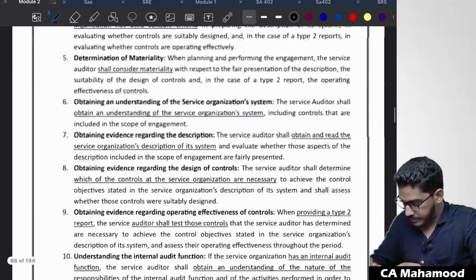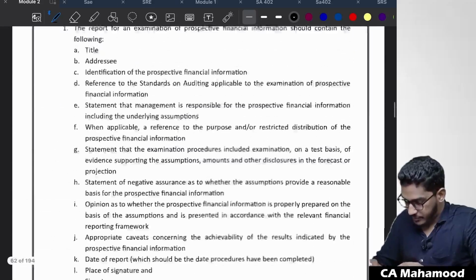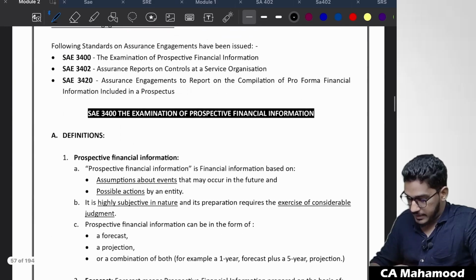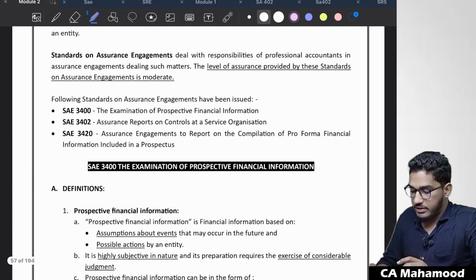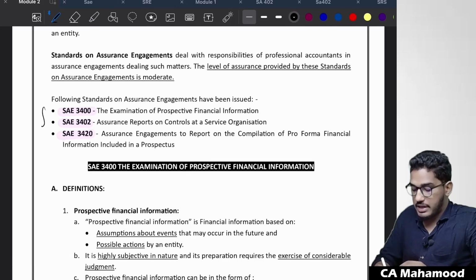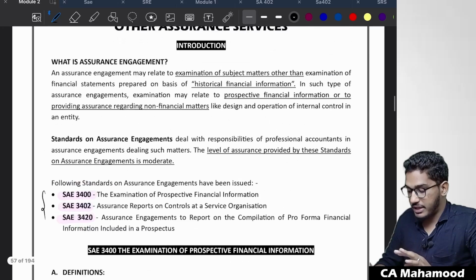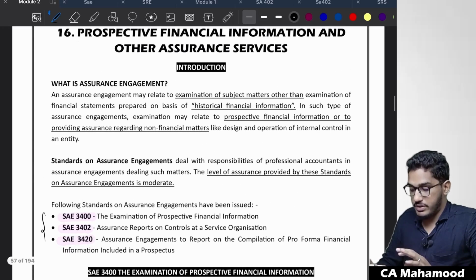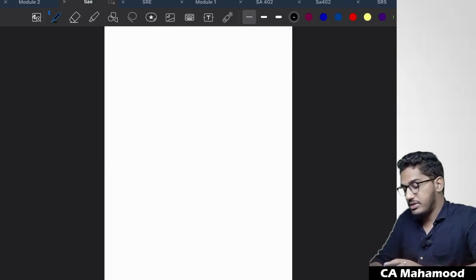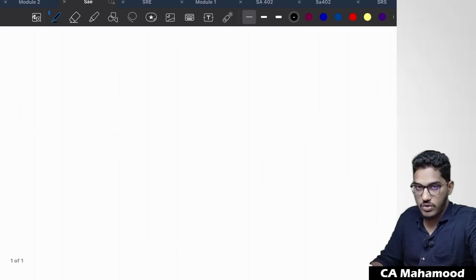Here you see, we have three standards to cover in this chapter: SAE 3400, SAE 3402, and SAE 3420. These three standards make up the entire chapter, Prospective Financial Information and Other Assurance Services. But before we go into the technical standards, let us have a background discussion. What are these standards all about?